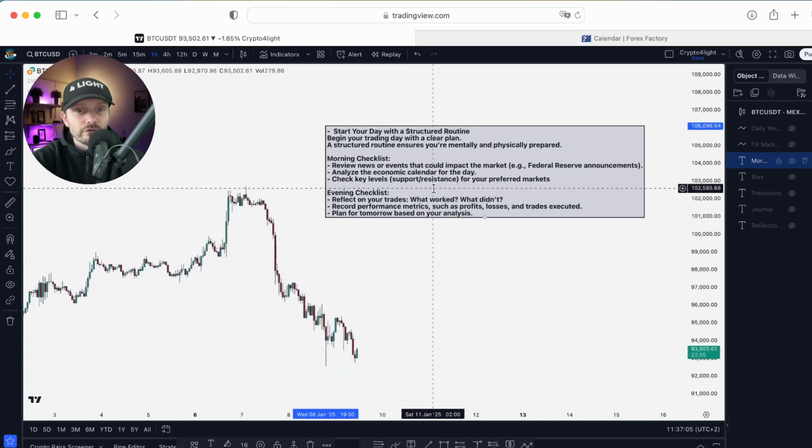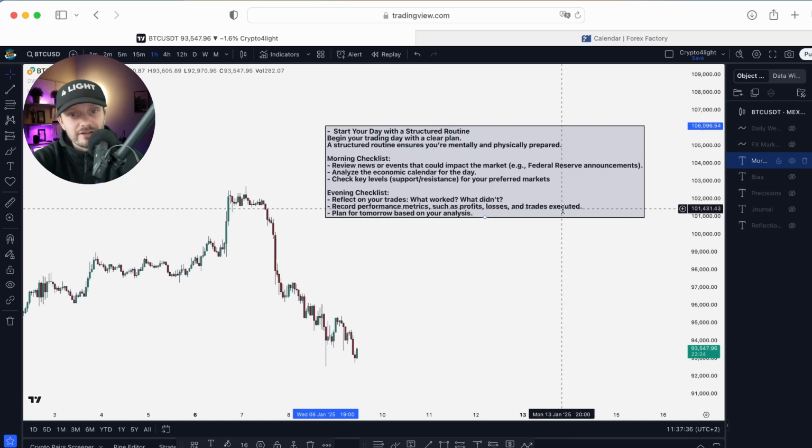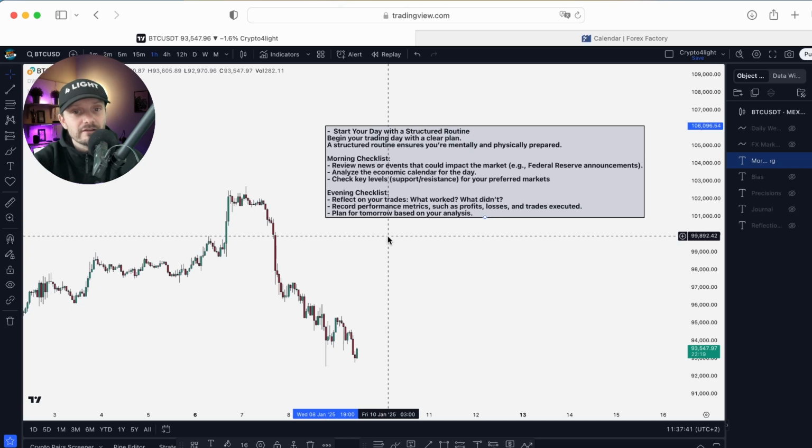It's like a reflection of your trades: what worked, what didn't, and recording performance metrics. How to work with it and why it's important is journaling everything, on Notion for example, or it can be a paper journal, whatever. It's really important because you can track your emotional states and the stats of your trades: what worked, what didn't. Record performance metrics, such as the profits, losses, and the trades executed, and plan for tomorrow based on today's analysis.